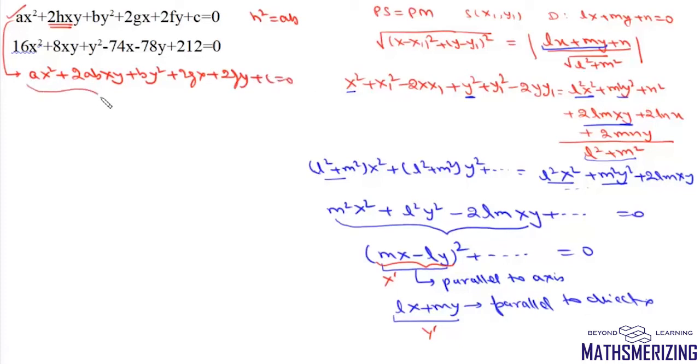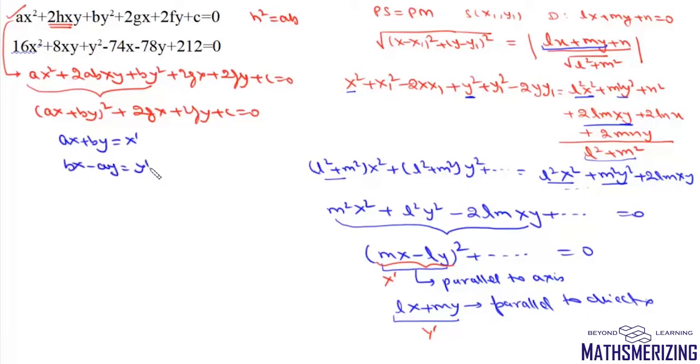Now it is a perfect square, so I'll write ax plus by whole square plus 2gx plus 2fy plus c equals to 0. So what I need to do is I'll just need to take ax plus by as x dash and bx minus ay as y dash, and then my parabola will transform to any standard parabola. This is how we solve questions on general parabola.